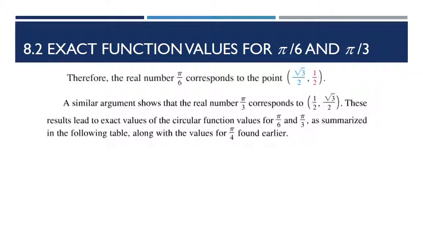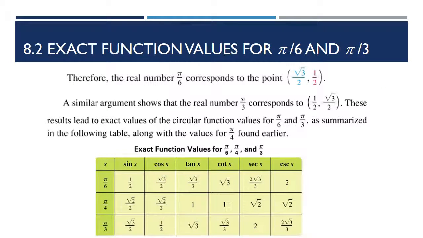You can do a similar argument to find pi over 3. We won't do that, but pi over 3 is really just those two, the x and y reversed. And then we can use those to find the exact values. This is a chart that shows the exact values for sine, cosine, tangent, cotangent, secant, and cosecant for pi over 6, pi over 4, and pi over 3.